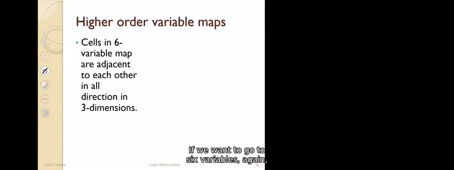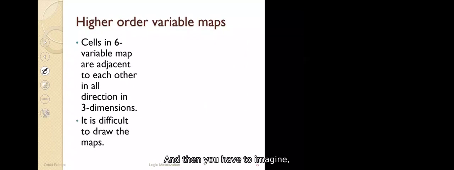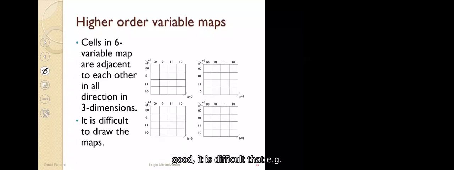If we want to go to 6 variables, again, we cannot have more than 4 by 4. So you have to put 4 of them, and then you have to imagine. It is difficult. For example, this with this, with this, and this, they can group. So it's a little bit hard, and you have to work on that.